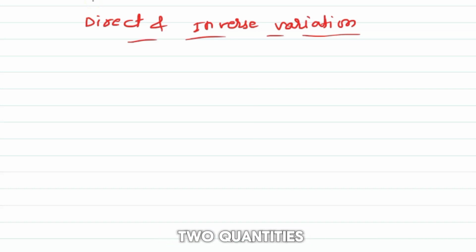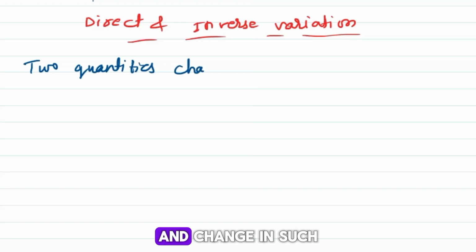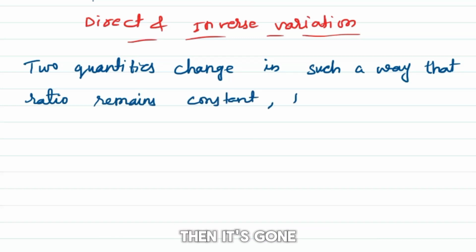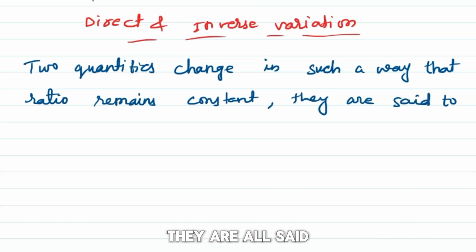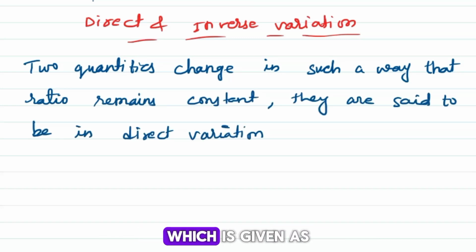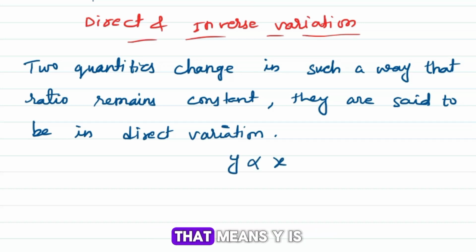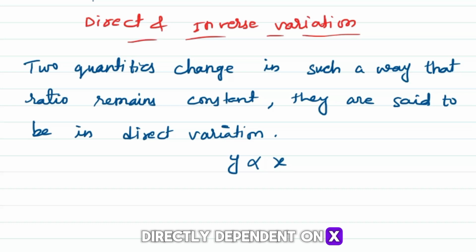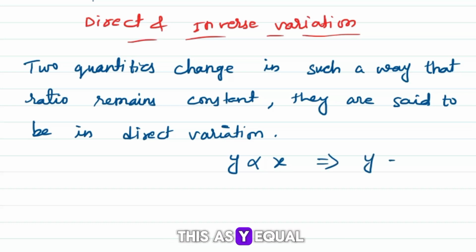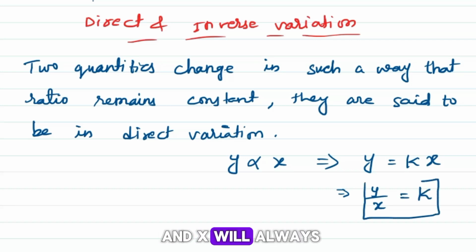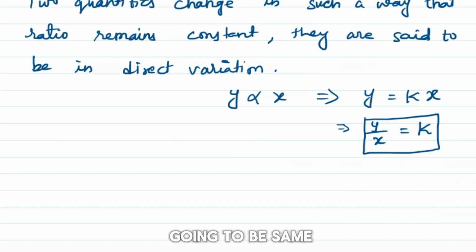So we can write: if two quantities change in such a way that the ratio remains constant, then they are said to be in direct variation, which is given as y is proportional to x. That means y is directly dependent on x. So we can write this as y equal to kx. This implies that y over x is equal to k. That means the ratio of y and x will always be the same.